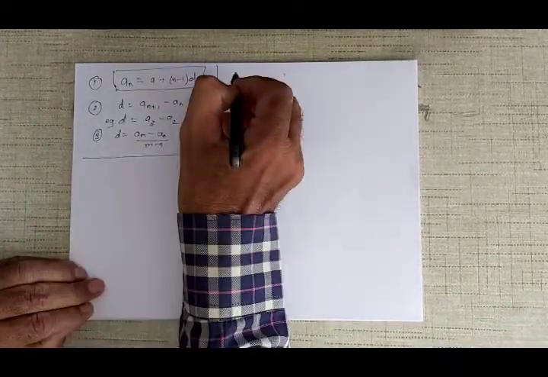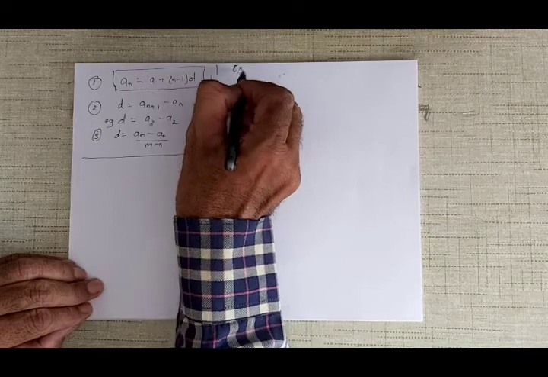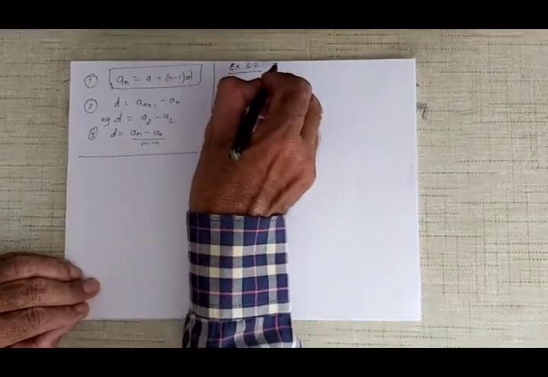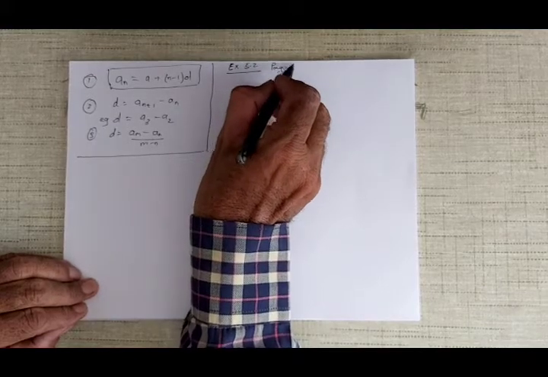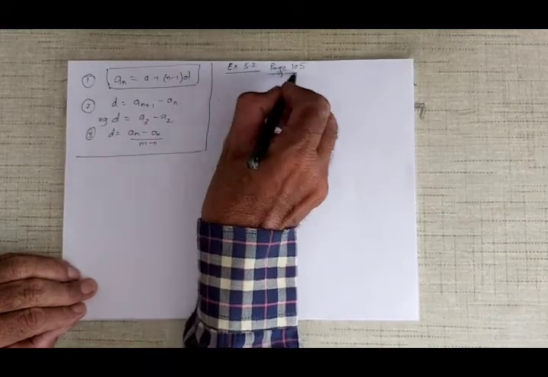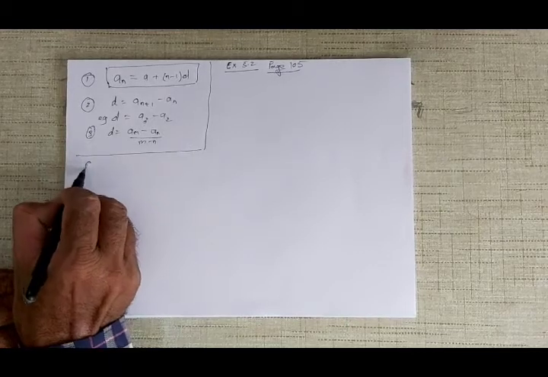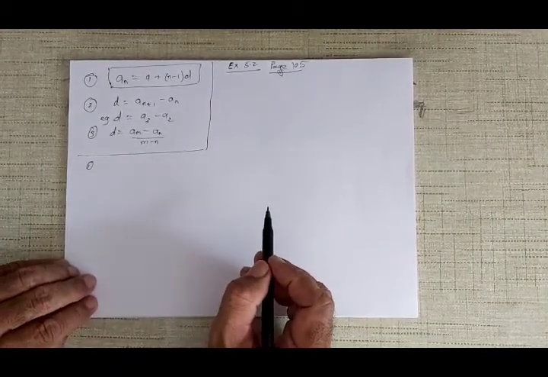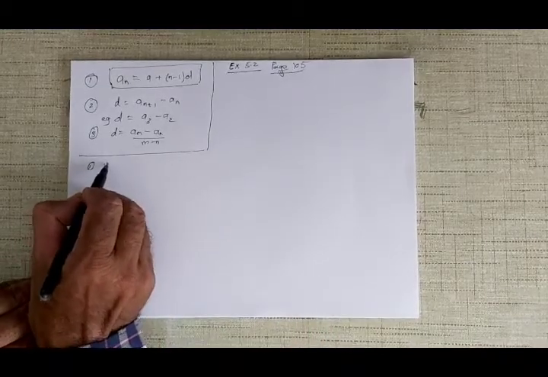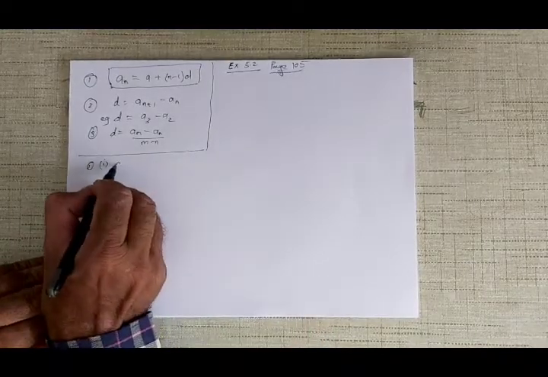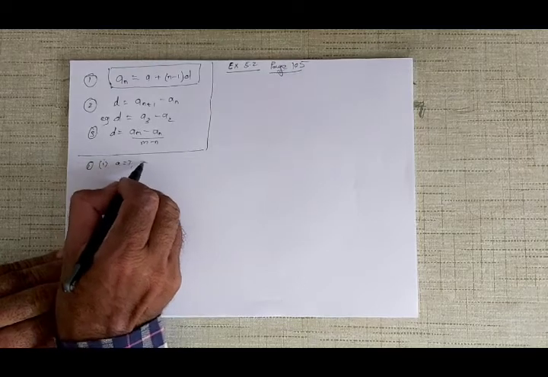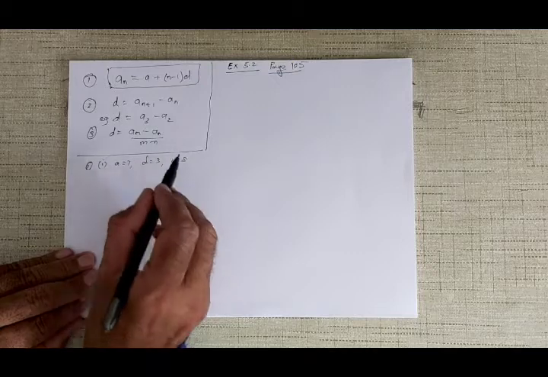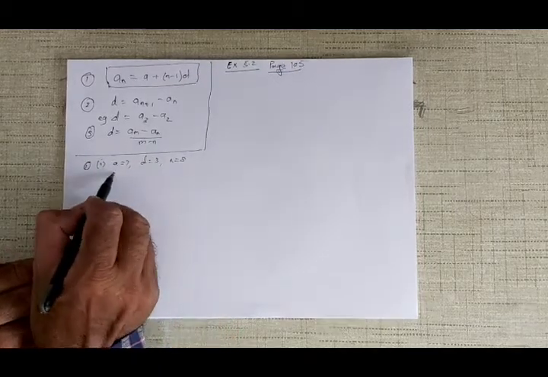So I'm going to start today with exercise number 5.2, which happens to be on page 105. Now just see the first question here. Fill in the blanks because a, d, n and a of n are given in each case. Let us quickly do that. a is equal to 7, d is equal to 3, n is equal to 8. Now you want to find a of n.